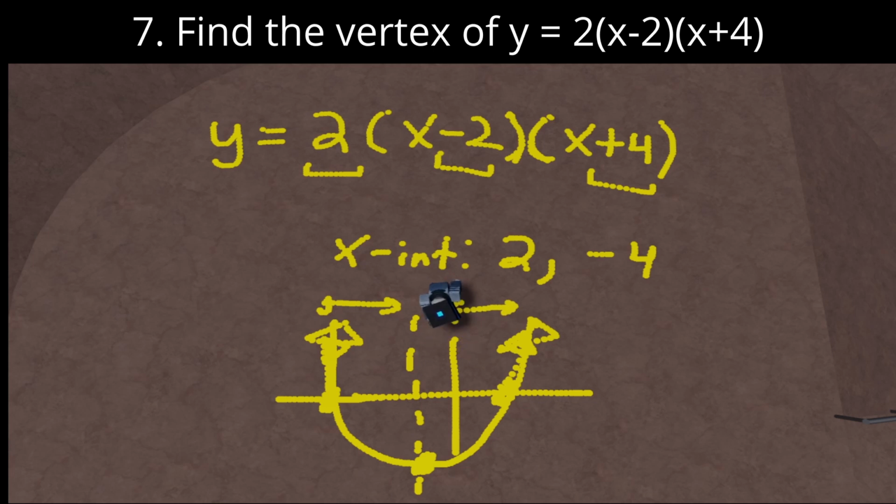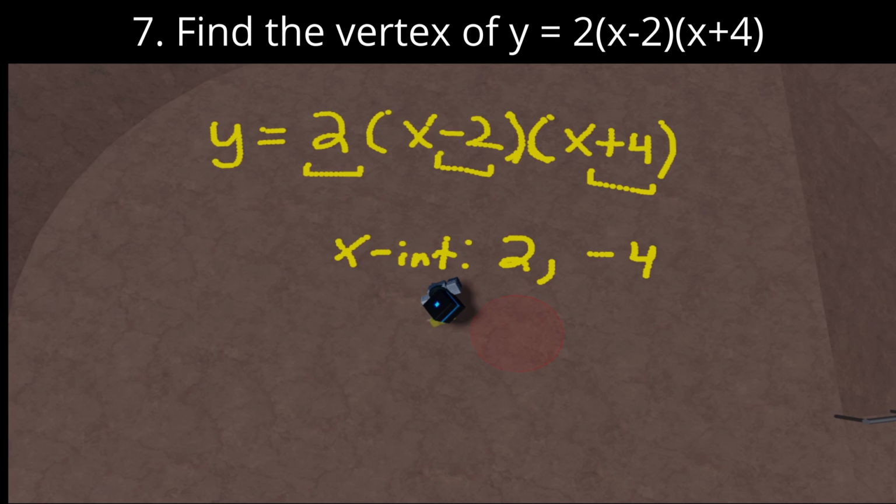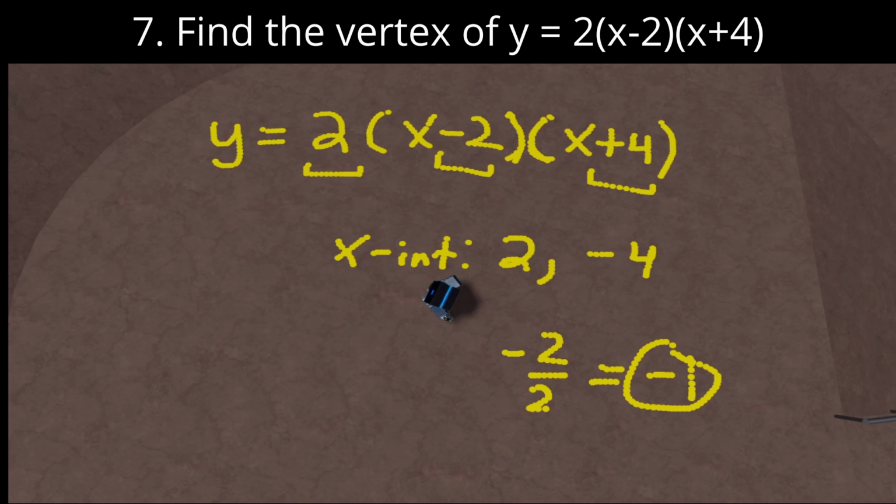So all we need to do, to find the x-coordinate of this vertex, is find the number that is between 2 and minus 4. How do you find the number that is between two other numbers? To do that, you simply take the average of those numbers. To take an average, just add up those numbers and divide by 2. So 2 plus minus 4 divided by 2, that's just minus 2 over 2, which equals negative 1. So I've just found the x-coordinate of this vertex is just minus 1.